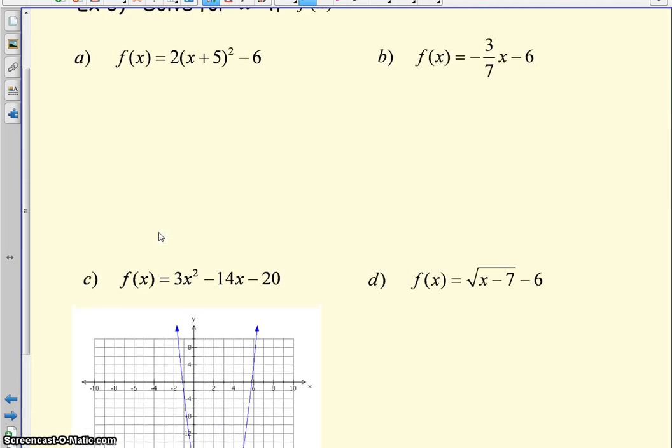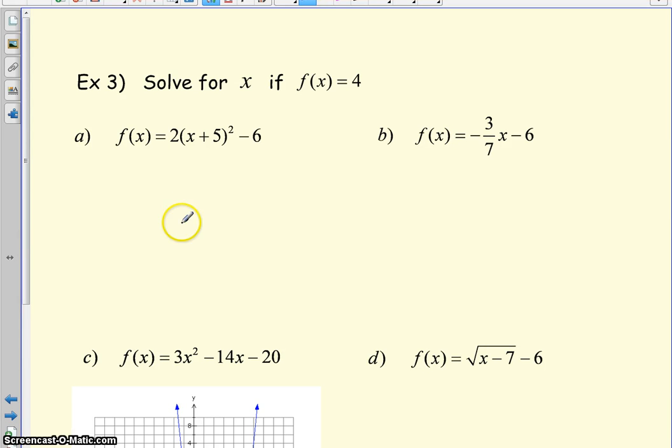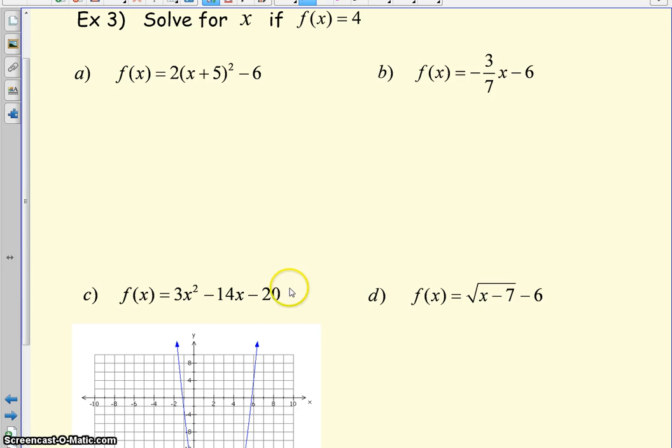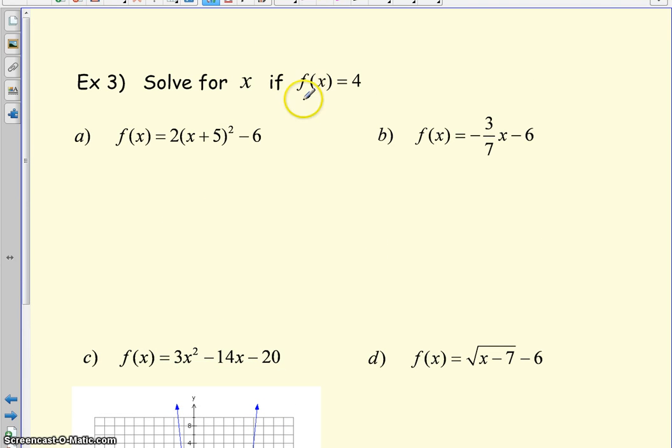Okay, so we're going to look at a few more examples here. In each of these cases it says solve for x if f of x equals 4. So we've got 4 different functions here, and what it's telling you is that the function itself, i.e. the y value, is equal to 4. Okay, and you need to solve for x.